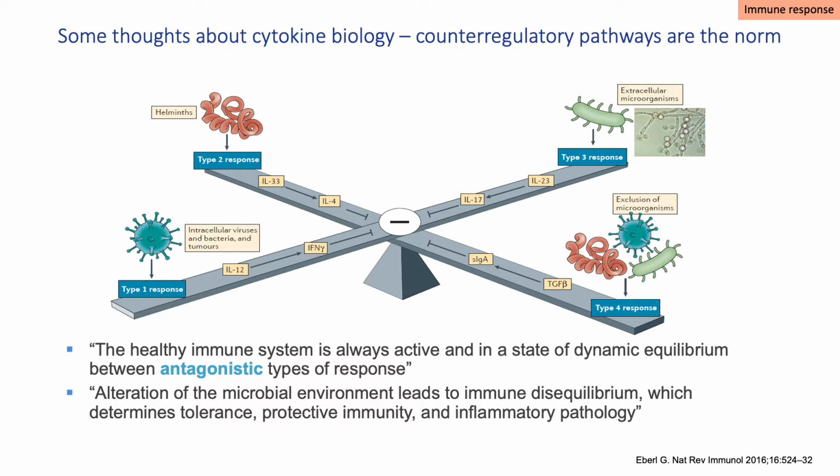Now, the things you need to know about here are, first of all, cytokines work in teams, not as individuals. And secondly, they tend to counter-regulate each other. And so different cytokines, when switched on, will almost always counter-regulate another. And that is how we get immune homeostasis in the normal event.